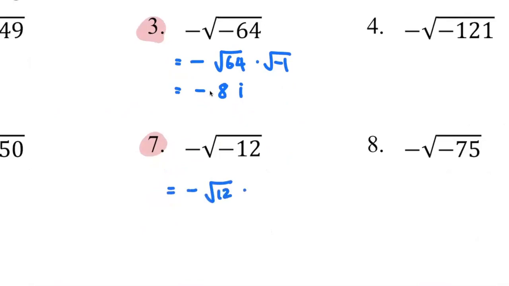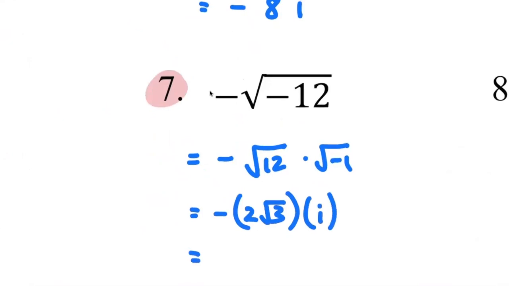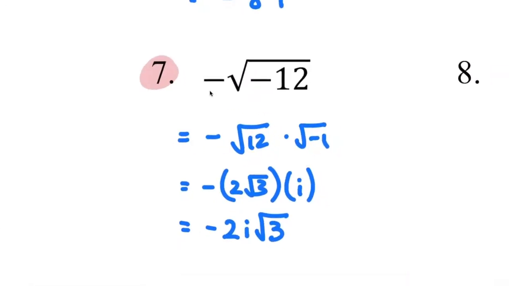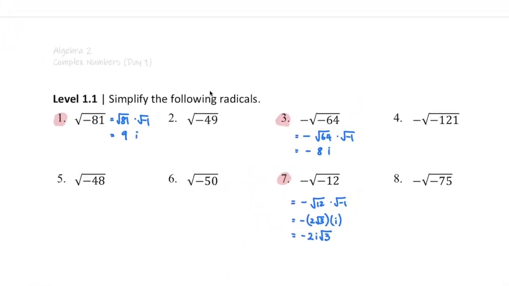We will have square root of 12 and square root of negative 1. And then we have 2 root 3 as my simplified radical for square root of 12, and then we have I right there. So our final answer would be negative 2I, and then times square root of 3. Okay, so that's the intro. All right, that's the intro, and it's very straightforward, very similar to what we did in the last lesson.